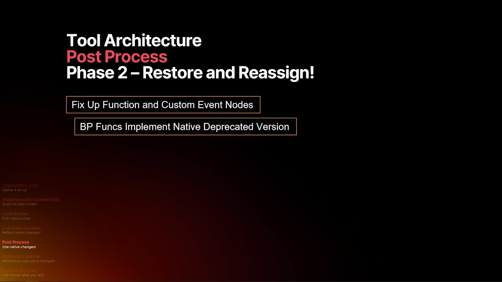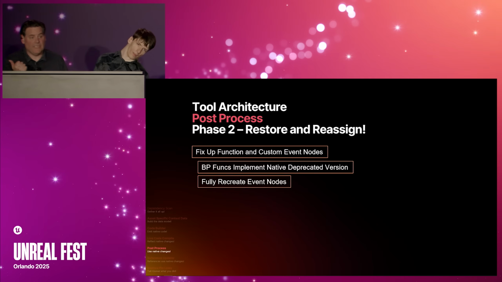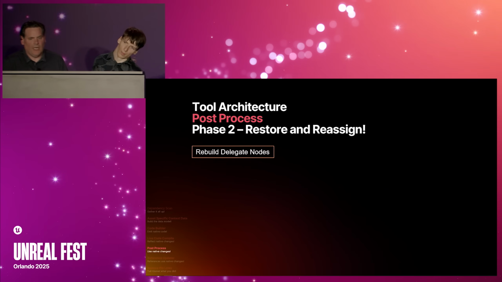And you're going to call ReconstructNode on that a lot. And we mean a lot. Yeah, we really got intimately familiar with that function. Clear out user-defined pins. Again, because now the native function has defined those, Kismet will pick them up. Yep. Delete custom event nodes and fully recreate them. So replace them with the regular event node and point it to the deprecated native version, okay?